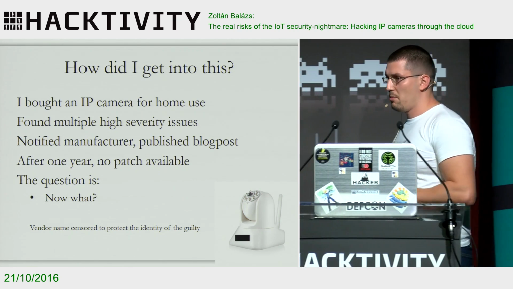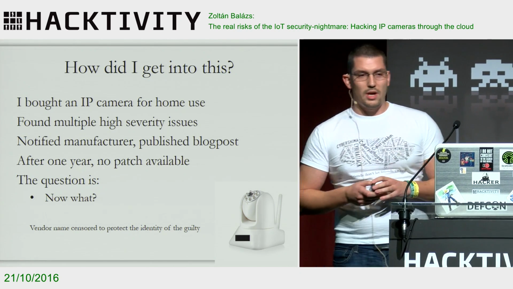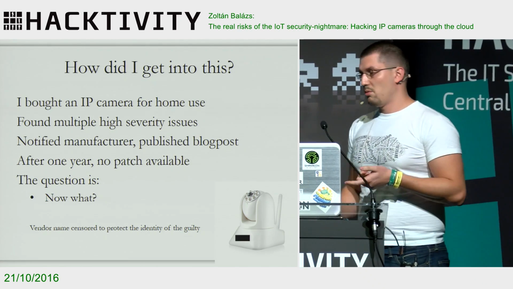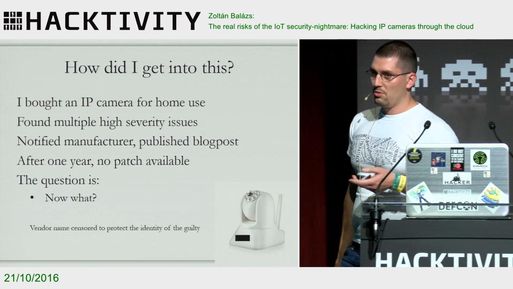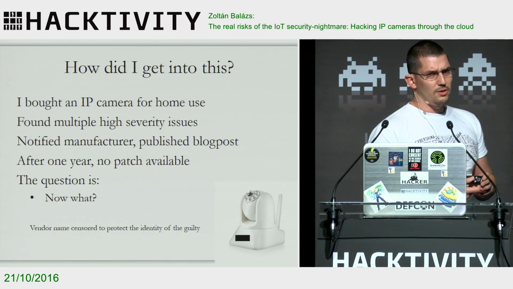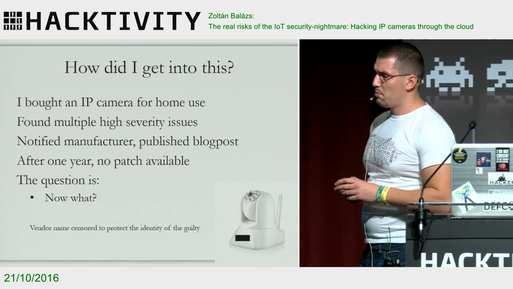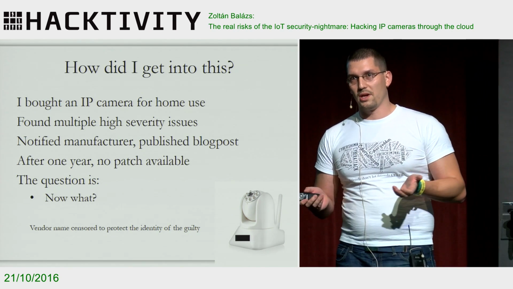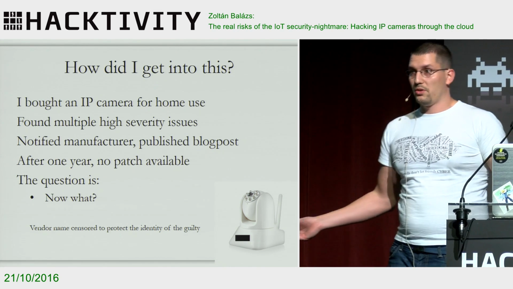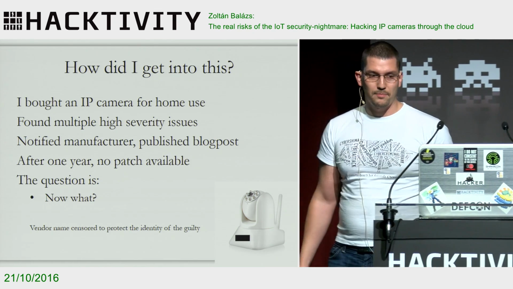All right, so how did I get into this whole IoT security world? I bought an IP camera for home use, and I found multiple high severity issues in it, like backdoor accounts, remote command execution, clear text communication, all the usual stuff. And I have notified the vendor, and 1 year passed, but still no patch for this device. And the question is, now what? What can I do with this very horrible device?